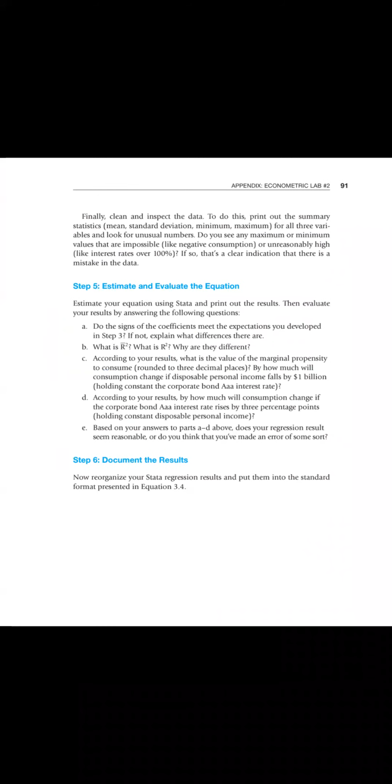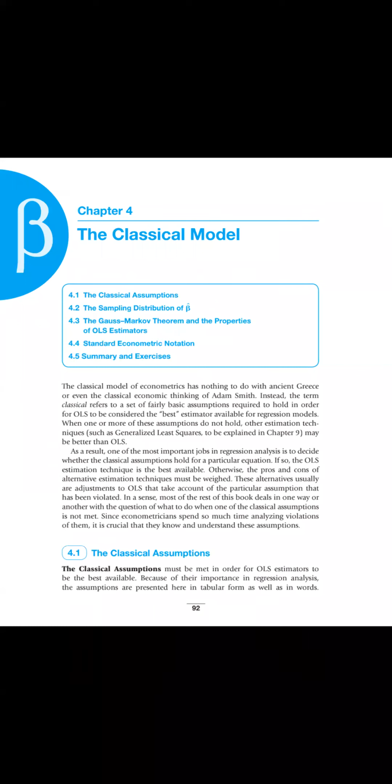All right, so all that there is what we were discussing previously. Now let's talk about the classical assumptions of this regression analysis. The classical assumptions must be met in order for OLS estimators to be the best available. So there are certain assumptions that have to be met before we can jump to using OLS. OLS is ordinary least squares. What we did there on the spreadsheet, we're basically doing OLS.